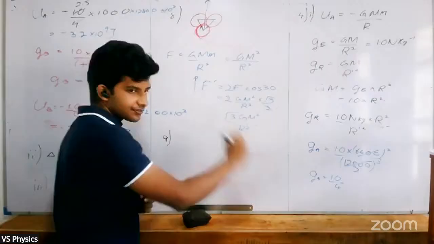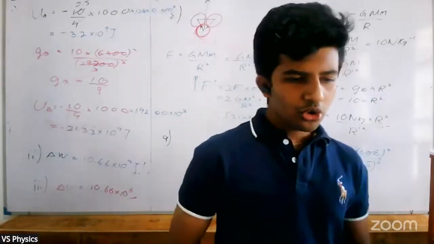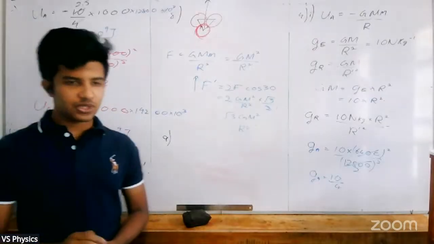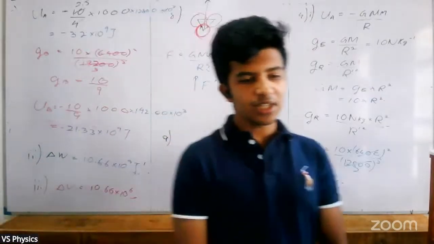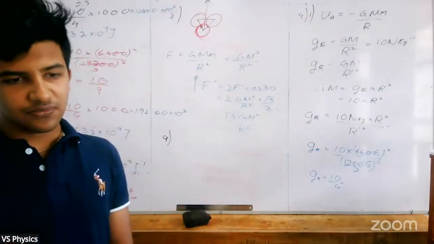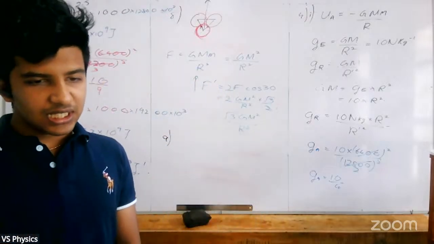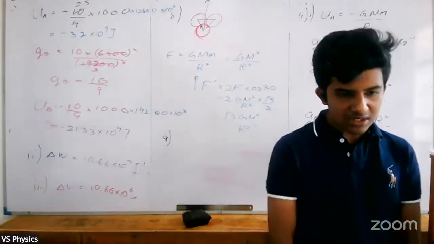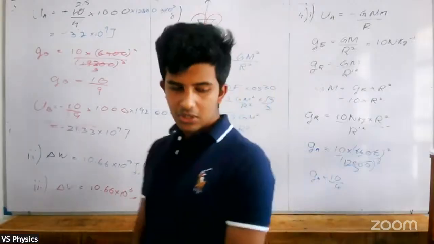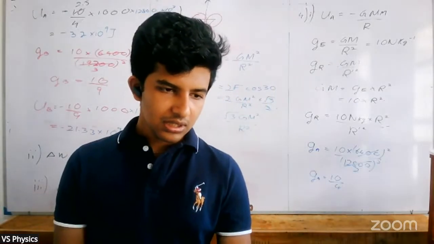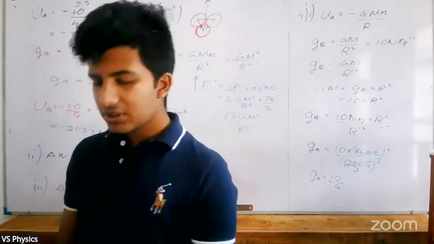9th question. Two small heavy spheres, each of mass capital M, are placed at a distance r apart on a horizontal surface. The gravitational field intensity at the midpoint of the line joining the two centers of masses is. Right, there are two masses, distance r apart, and we need the gravitational field intensity at the midpoint.